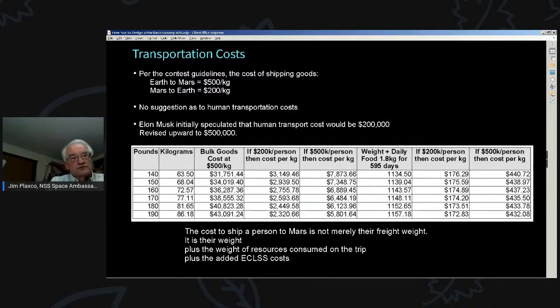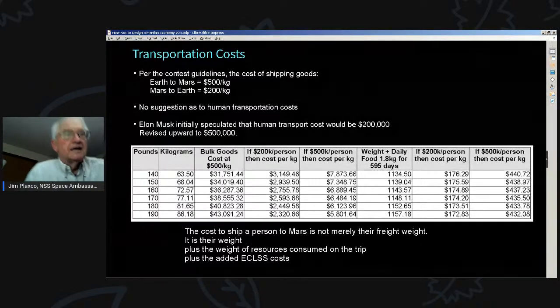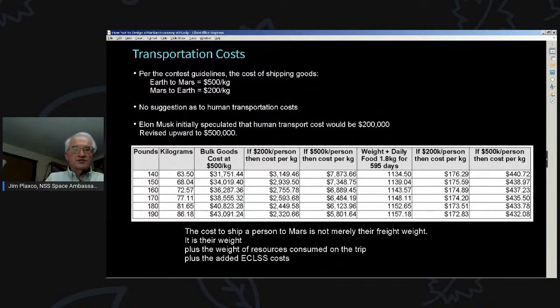Now, on the subject of transportation costs, while the Mars Society gave guidance on cargo costs, they said nothing about how much it would cost people to make the trip to Mars. Musk had initially speculated that we could send people to Mars for $200,000 a person. He later raised this estimate up to $500,000 a person. So within this framework, I decided to put together a spreadsheet to see if those costs were optimistic, pessimistic, or realistic.